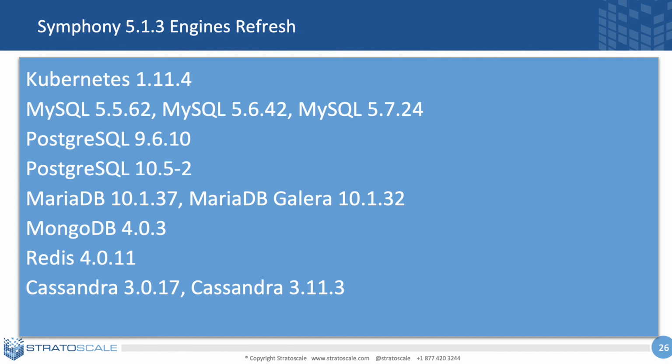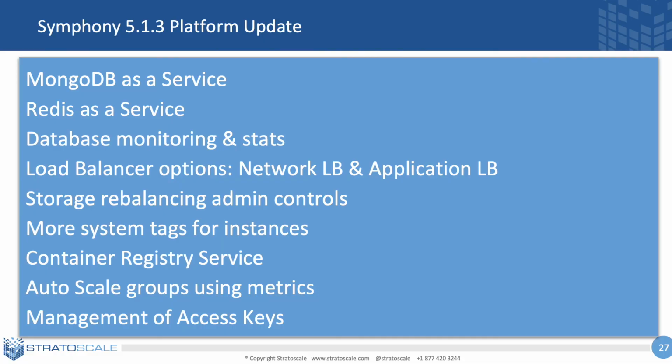On the cluster databases, we mentioned Mongo version 4.0.3 and Redis 4.0.11. On the Cassandras, we've updated to Cassandra 3.0.17, as well as 3.11.3, and MariaDB on the Galera option 10.1.32. Exciting stuff. It's a big update, with a lot of new capabilities. Mongo as a service, Redis as a service, AutoScaling Groups, database monitoring, more load balancer options. All right. So, Liaz, thank you very much, Ariel.